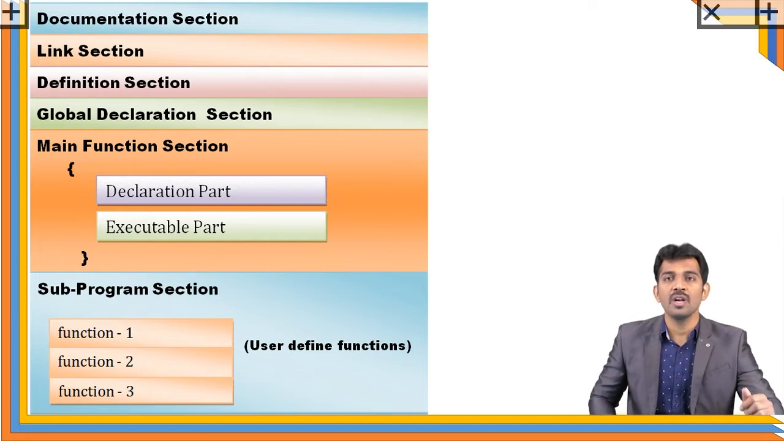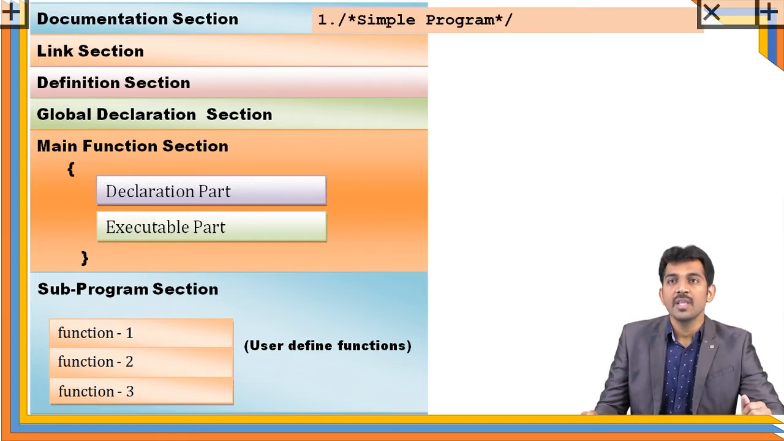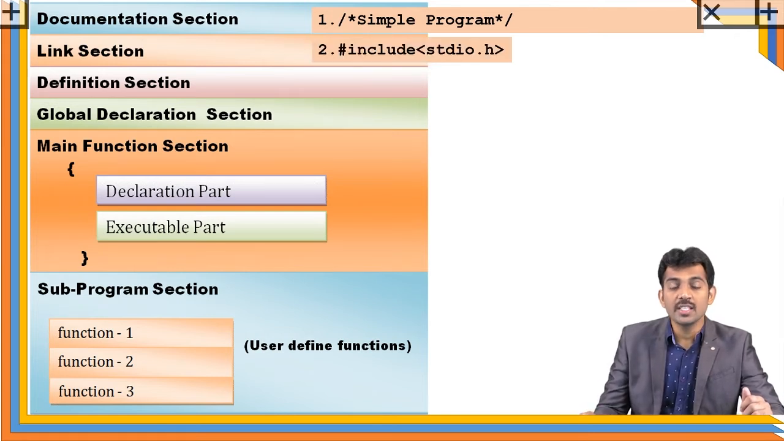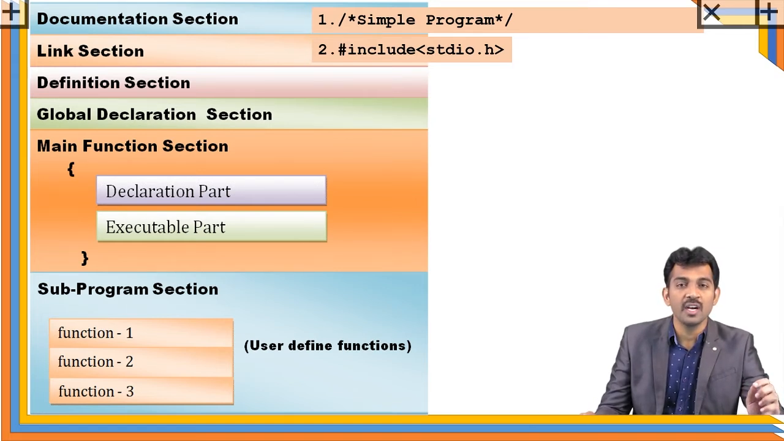Let us see a small program, a simple program. What I said, the documentation section is going to tell you what the program is, what you are going to write, what the purpose of the program is. You are going to include it in the documentation section. Next, the linking section. Are any libraries required for the program? All the libraries are included in the linking section.